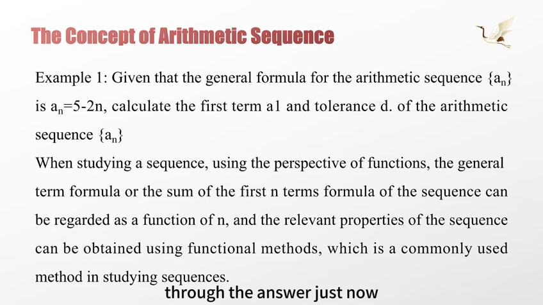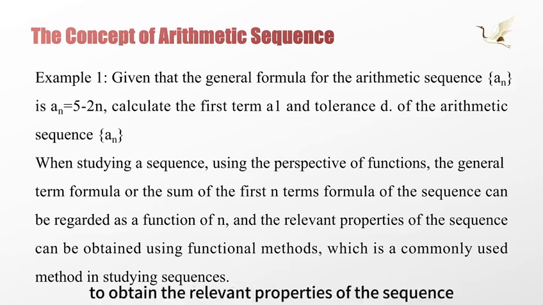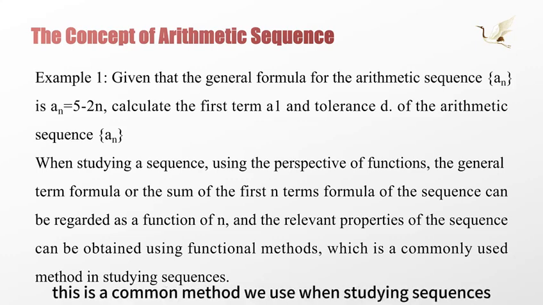Through the answer just now, we know that when studying sequences, we can use the perspective of functions to treat the general term formula or the sum of the first n terms of the sequence as a function of n, and use functional methods to obtain the relevant properties of the sequence. This is a common method we use when studying sequences.